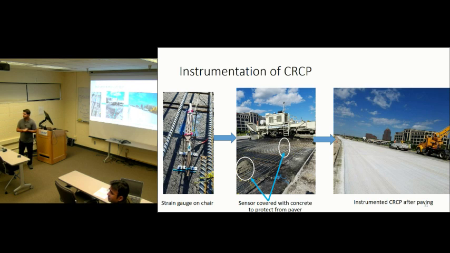Other questions? I forgot the name of the failure when two slabs... Punch out. Yeah, they usually happen at the approach slab and with the CRCP, right?